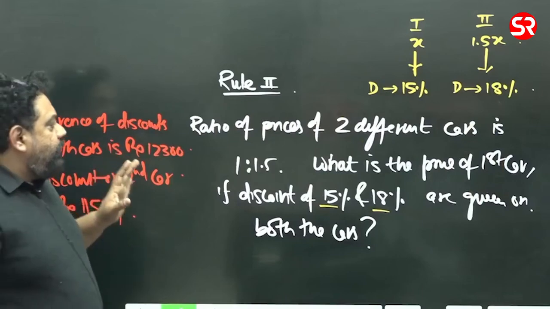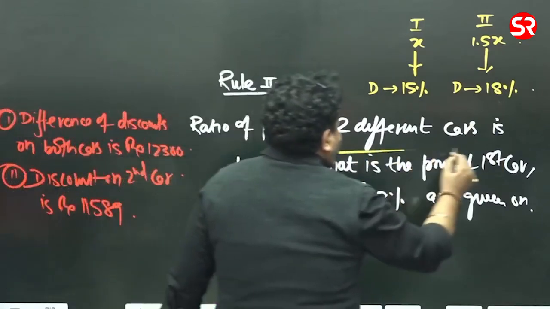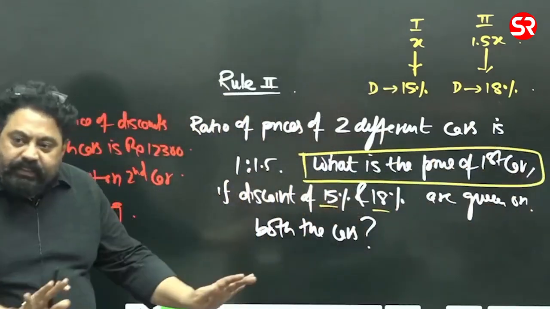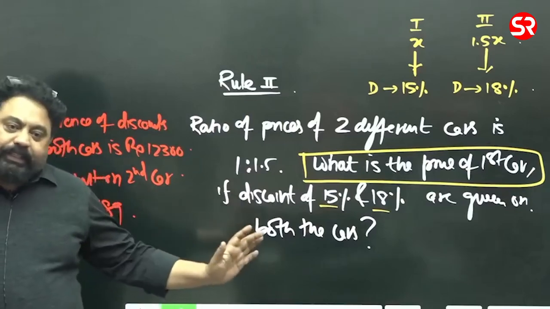What is the question asking? He says what is the price of the first car? So he is asking you what is the value of x? That's it. The question is: what is the value of x?